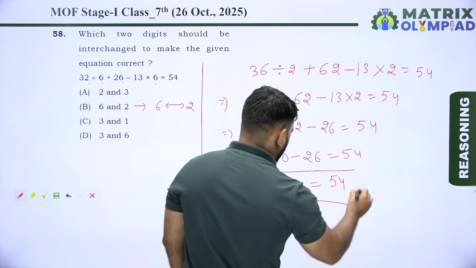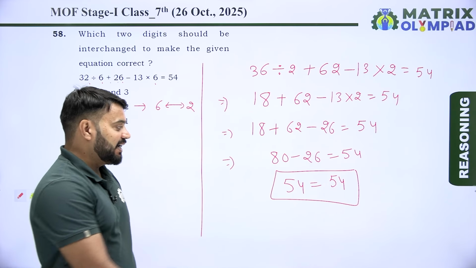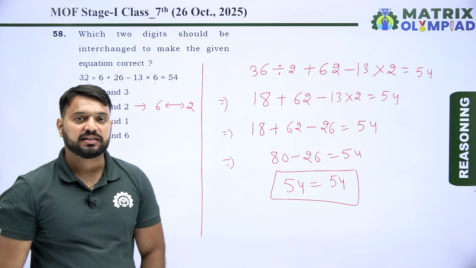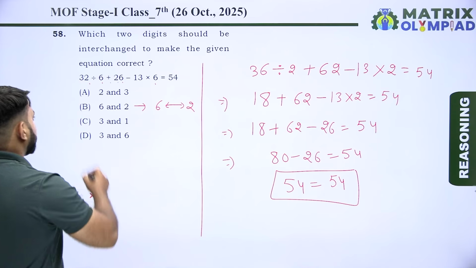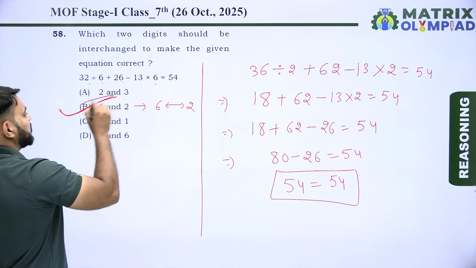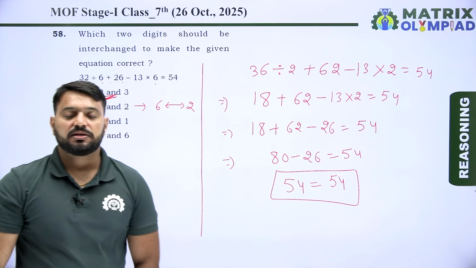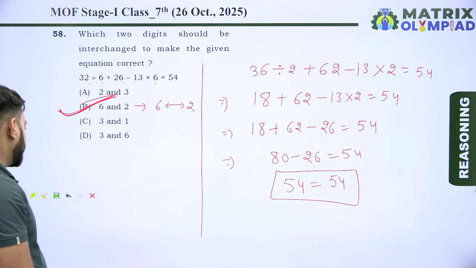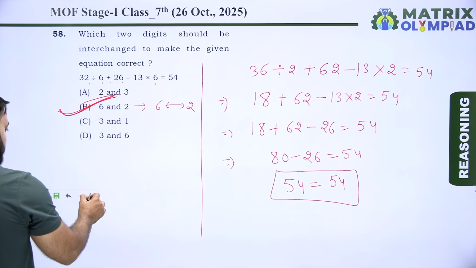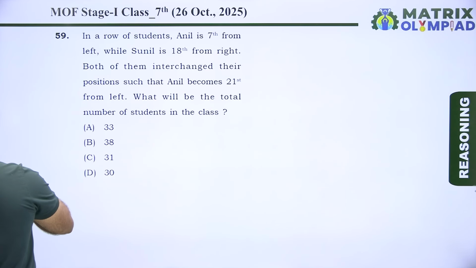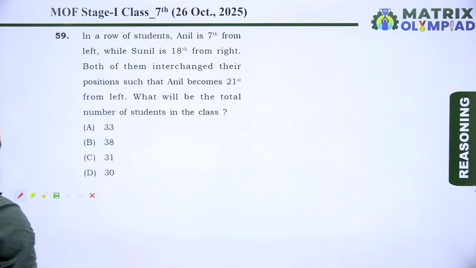Yes, 54 always equals to 54 because here LHS is equals to RHS. So it means option B is a correct answer of this question. So option B is the correct one. Let's move on to the next question. So now next question is question number 59.